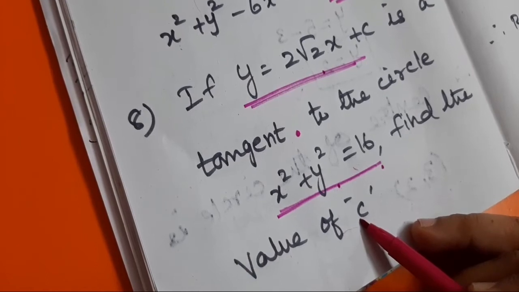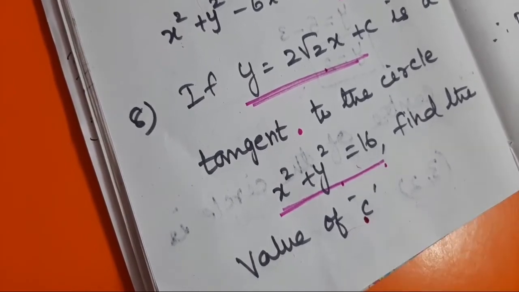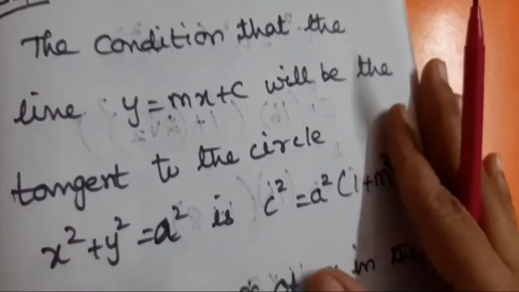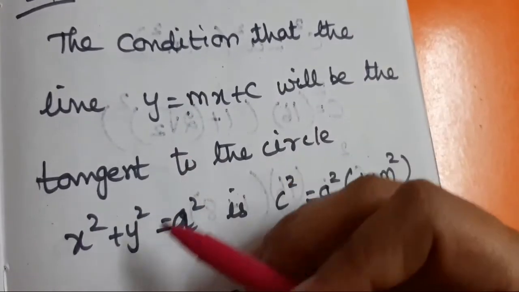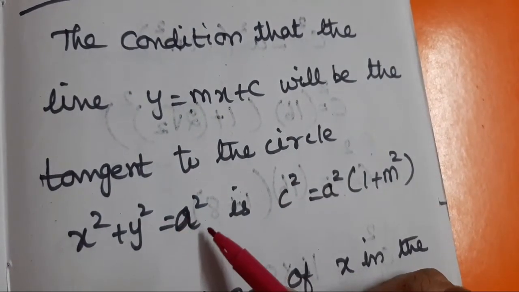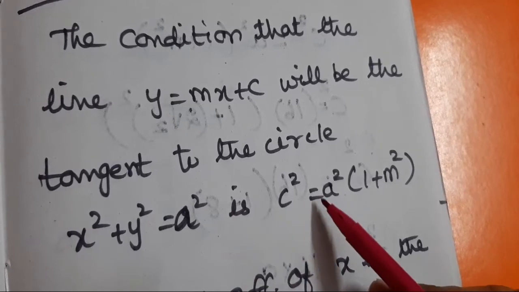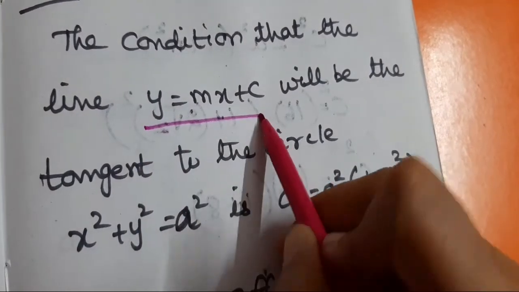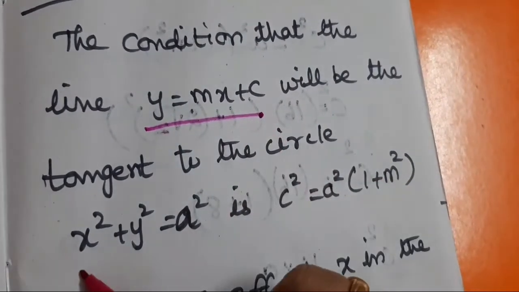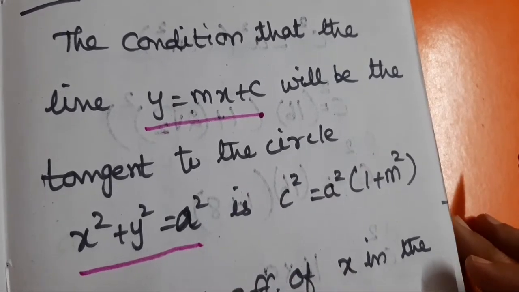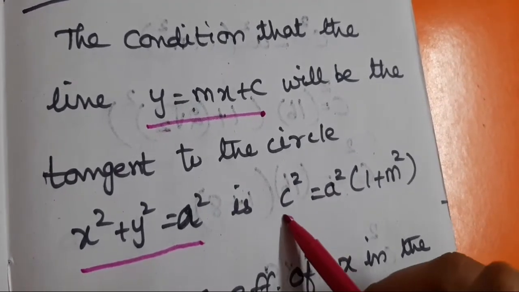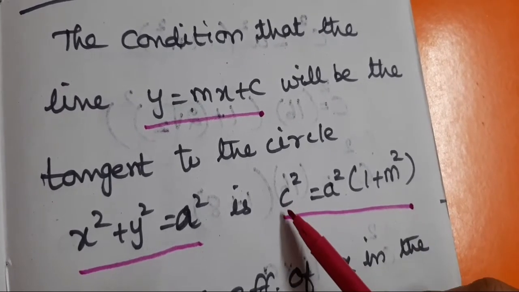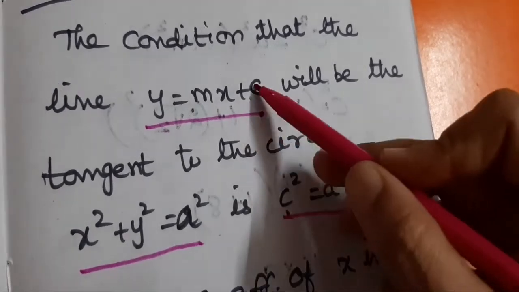Okay, so simply we can find this answer because we know y is equal to mx plus c is a line which is tangent to the circle x square plus y square is equal to a square if c square is equal to a square into (1 plus m square). So if this line y is equal to mx plus c is a tangent to this circle x square plus y square is equal to a square, it should satisfy the condition that c square is equal to a square into (1 plus m square). Here c is nothing but the constant term in this line.